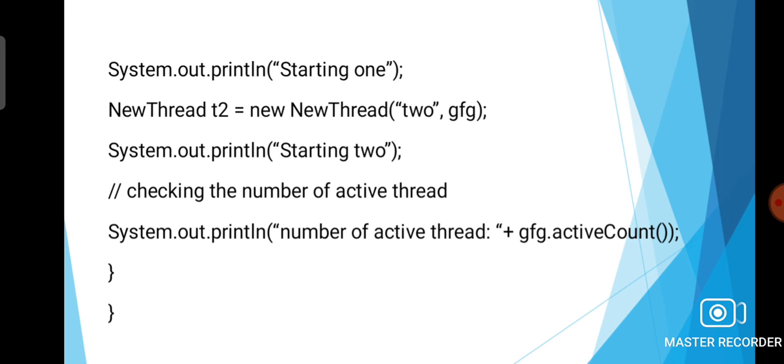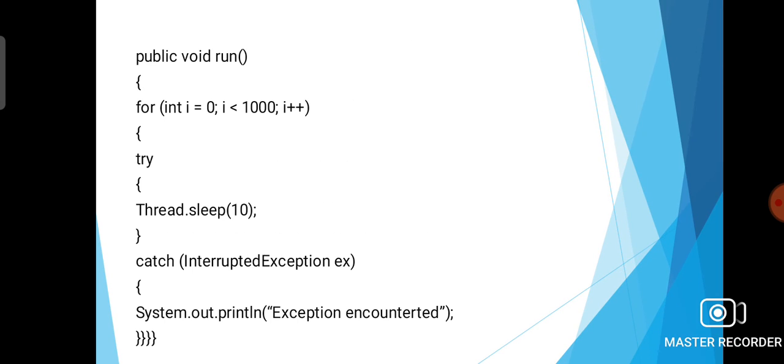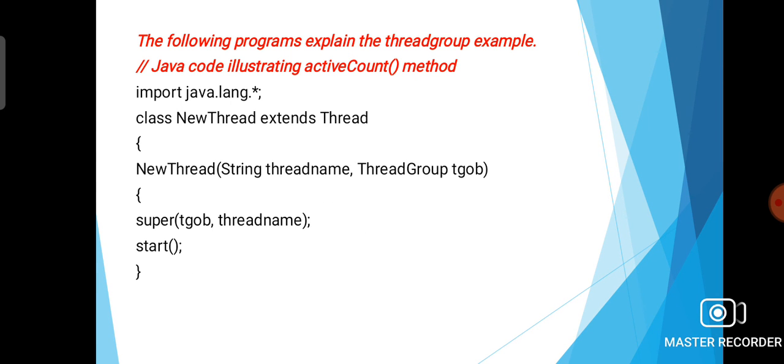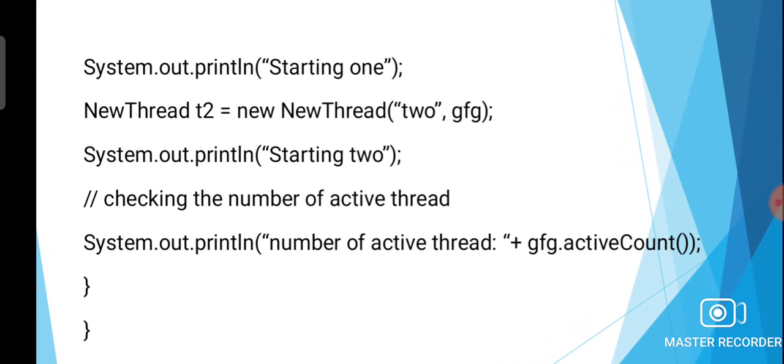As a result of the object creation, the thread will be started because inside the constructor we have called the start method. Next we are creating the second thread T2, and the name of the thread is "two", and here also we are grouping T2 under the thread group GFG. Then we are printing a statement like "starting two". Now automatically the second thread will be started, since in the constructor itself we have called the start method.